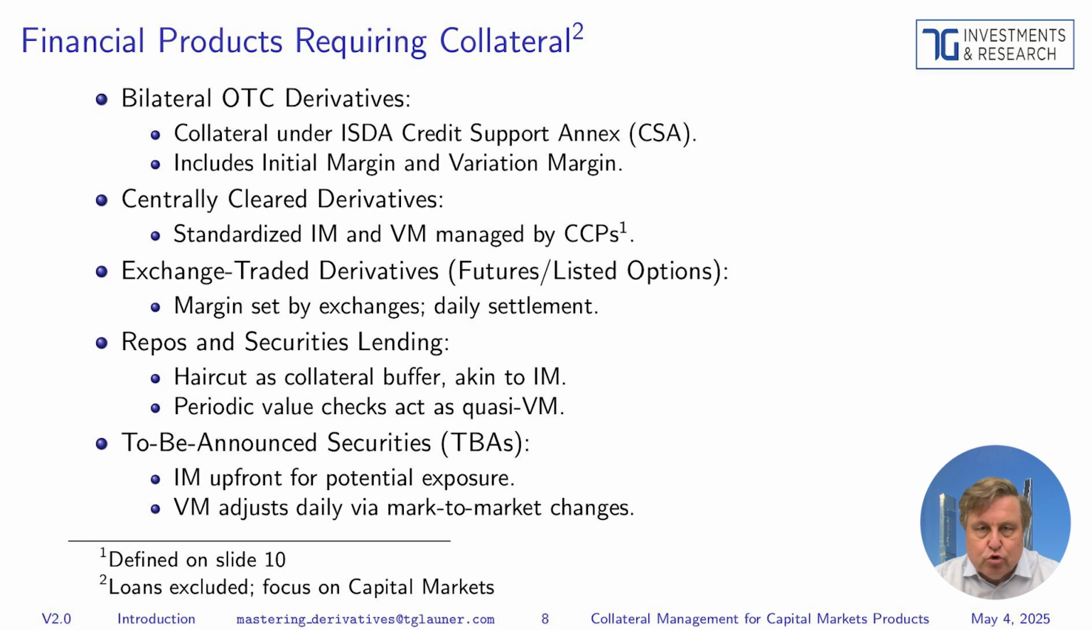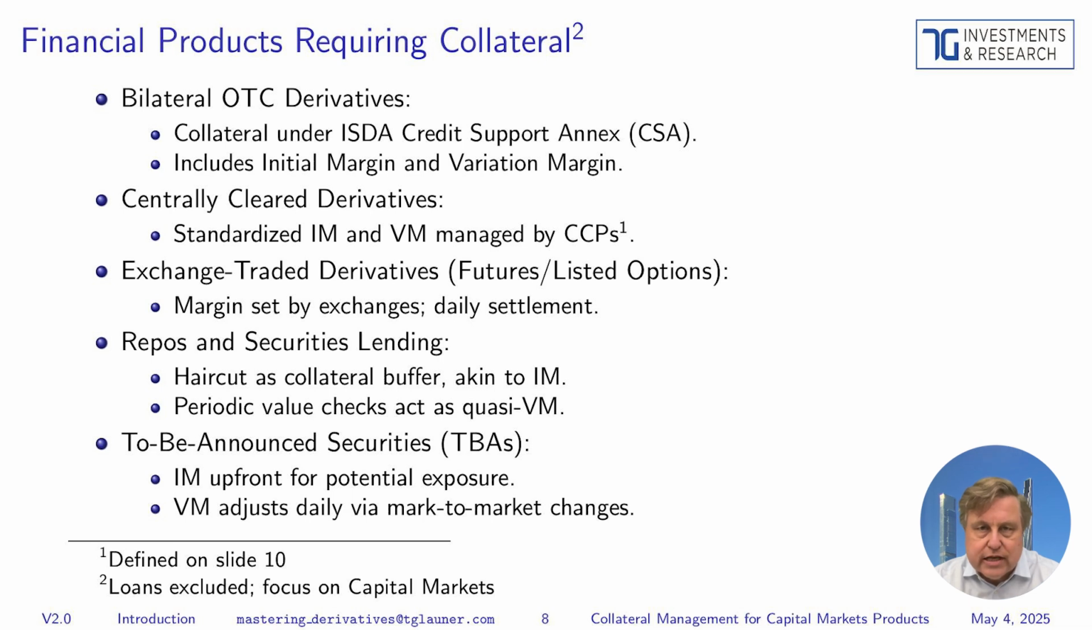Let's list the financial products that require collateral management and briefly mention how the collateral is managed. We'll then go later into each one in detail. Bilateral OTC derivatives utilize both IM and VM under agreements like the ISDA Credit Support Annex, CSA. Centrally cleared derivatives have standardized IM and VM managed by the central clearing parties or exchanges. Exchange-traded derivatives involve margin requirements set by exchanges with daily settlement processes.